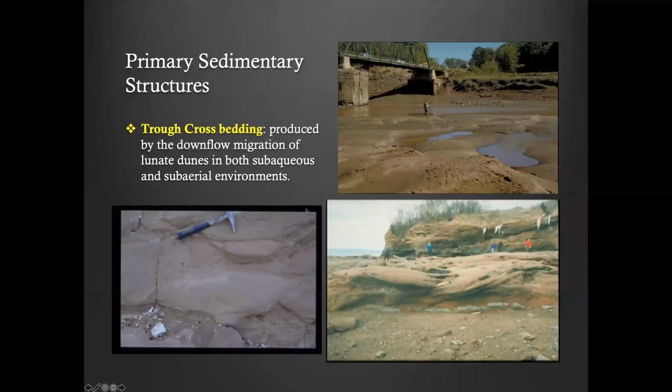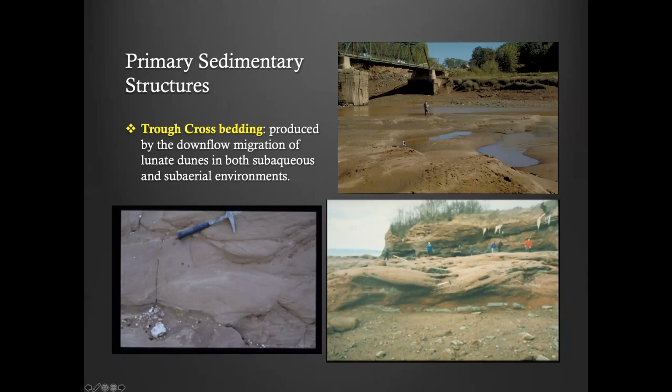So the first type of bedding I will look at is trough cross bedding. It says produced by the downward flow migration of lunate dunes in both subaqueous and subaerial environments. Subaqueous means underwater, subaerial means above water on dry land. So this would be a desert environment. This would be, of course, like a river, or it could be ocean currents. And what you're looking for, and the flow here is from left to right, is these curved shaped dune features.